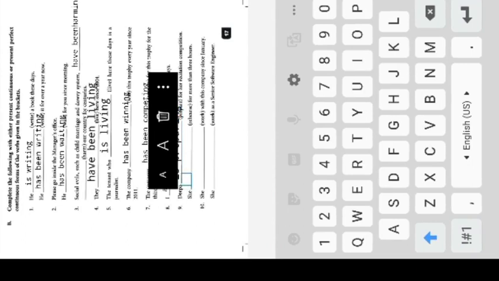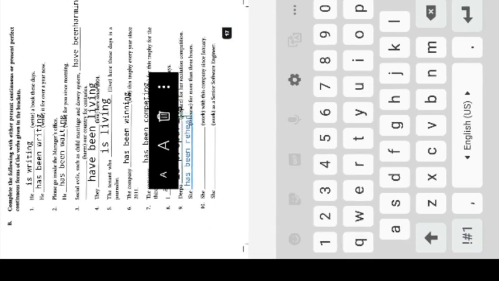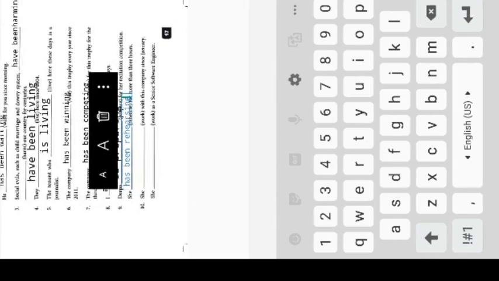She ___ for more than 3 hours. She has been rehearsing. She has been rehearsing for more than 2 hours.